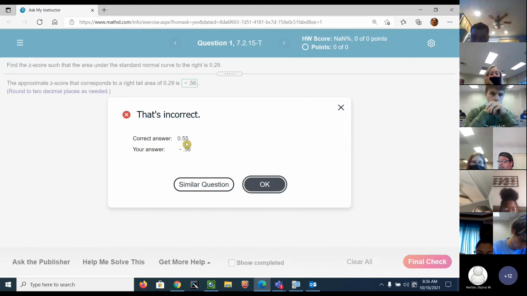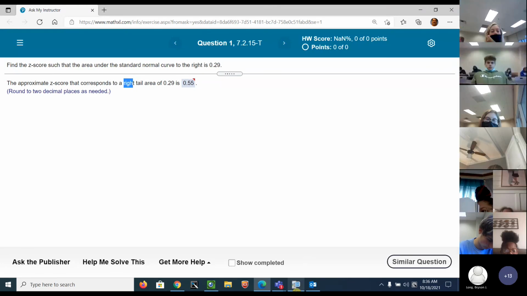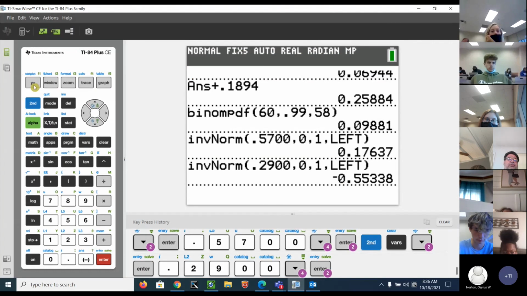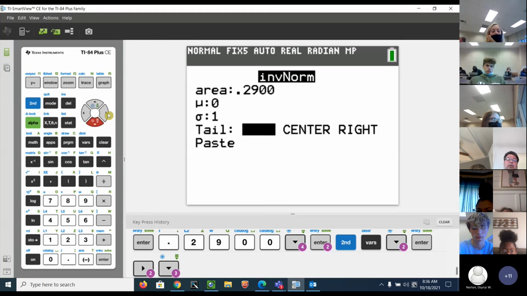It can't be 0.55, that'd be 50%. I thought that's an incorrect answer. Oh, to the right. I didn't see that. Highlight that. Right tail. So you've got to change your tail over here. My bad. Second bars, inverse norm. Change that to right tail, which would be positive 0.55.